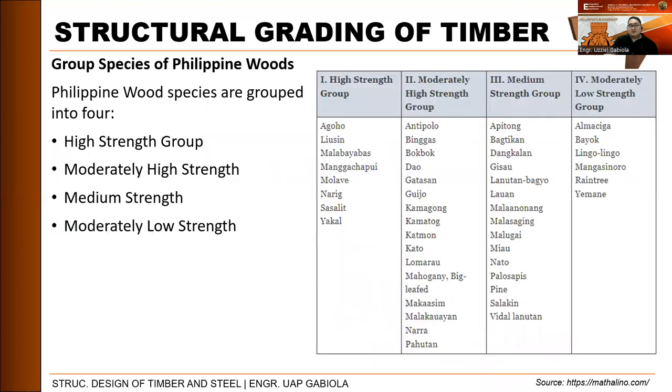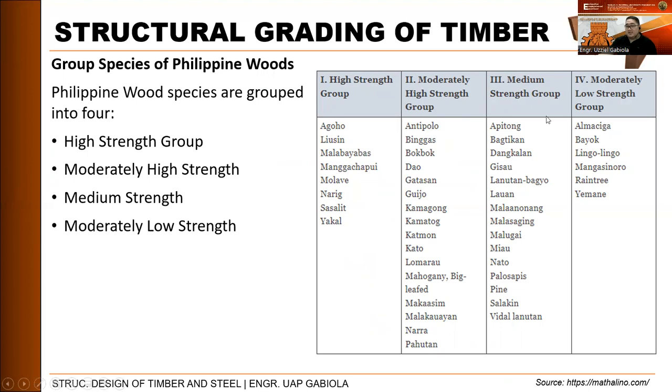Okay? So, according to the National Structural Code of the Philippines, the Philippine wood species are grouped into 4. We have yung high strength group, moderately high strength, medium strength, and moderately low strength. So yung mga strength na sinasabi na yan, makikita nyo na lang yan pag chinek nyo yung mga capacity niya dun sa table later on. Okay? So makita nyo sa high strength group, ito yung mga wood. So makikita nyo dito sa mga nakalista, ito na yung mga species na pwedeng gamitin for structural purposes dito sa Pilipinas, no?